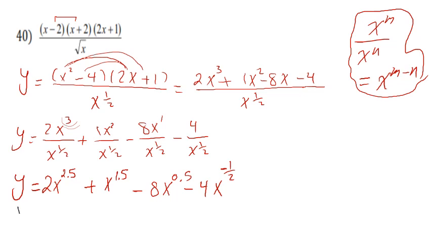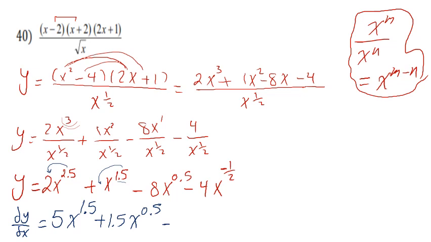Now I can do the derivative of y, which is dy by dx. So dy by dx, I'm going to put down the power: 2.5 times 2 is 5. Taken from the power 1, it's going to be 1.5. Plus, put down the power, 1.5. Taken from the exponent 1, it's going to be 0.5. Minus half by 8 is 4. Taken from the power 1 is negative half. Negative half multiplied by negative 4 is positive 2. Positive 2 x to the power of negative half minus 1 is negative 3 over 2.